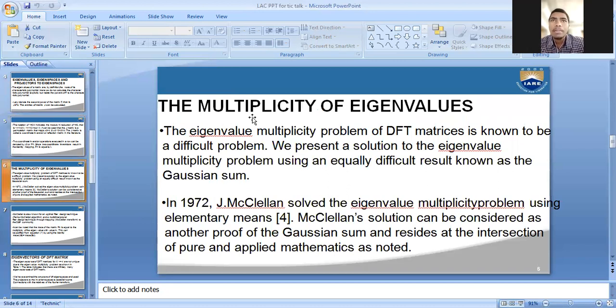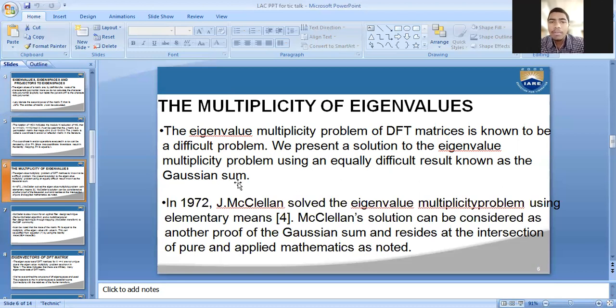The eigenvalue multiplicity problem of the DFT matrix is known to be a difficult problem. We present a solution to the eigenvalue multiplicity problem using an equally difficult result known as the Gaussian sum.